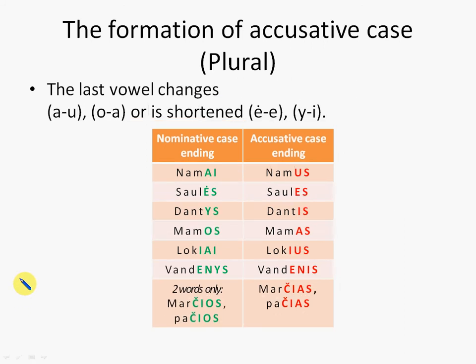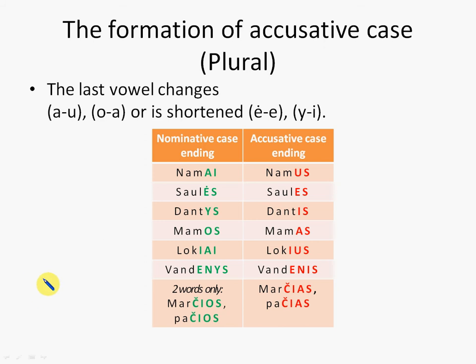Okay, now the plural. If you're a beginner, don't learn this plural, these endings, because there are even more endings. So these are the endings. And if you're an advanced learner, you can look at this table like a reference when you're writing a text and so on. So I'll read those. Namai, namus. Saulės, saules. Dantys, dantis. Mamos, mamas. Lokiai, lokius. Vandenys, vandenis. Marčios, pačios, marčias, pačias.